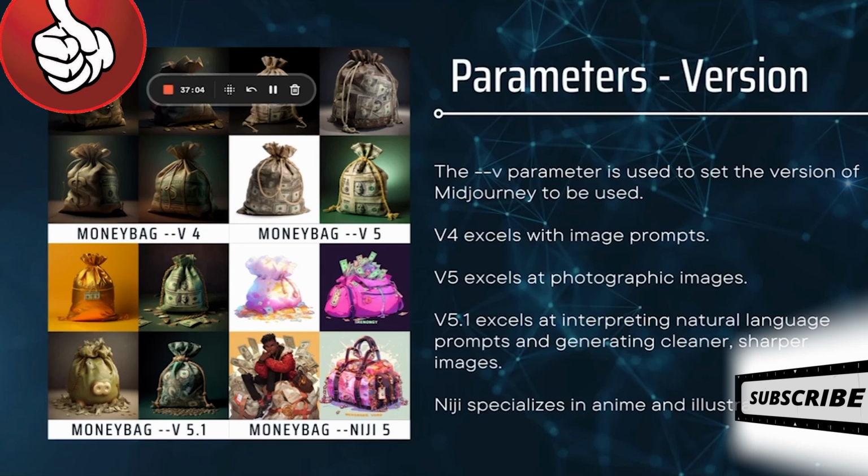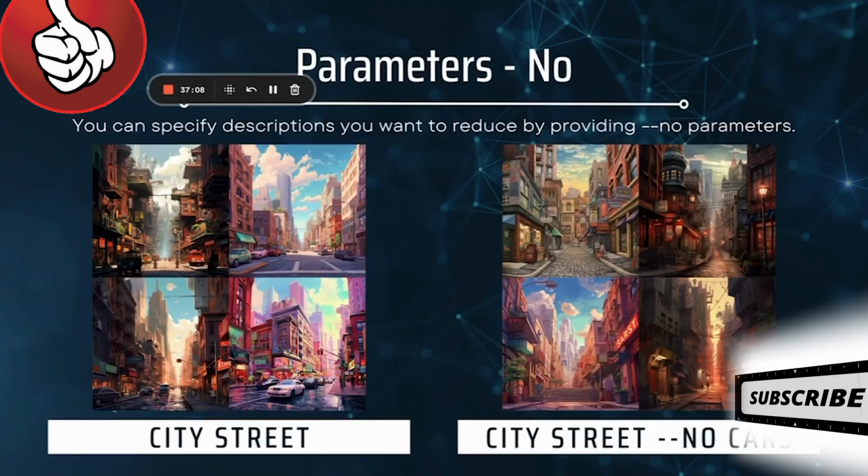Choose it. Mess around with it. Okay, now let's talk about the no parameter. You can specify descriptions you want to reduce by providing dash no parameters. And that's no as in N-O. So not no as in K-N-O-W, no as in N-O.